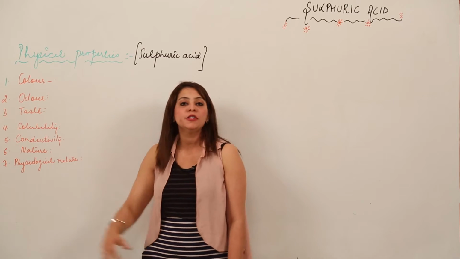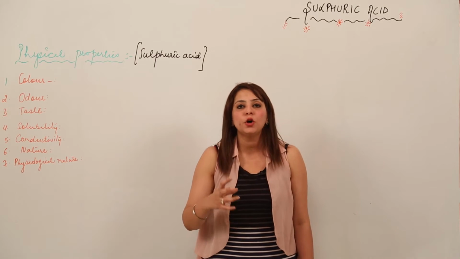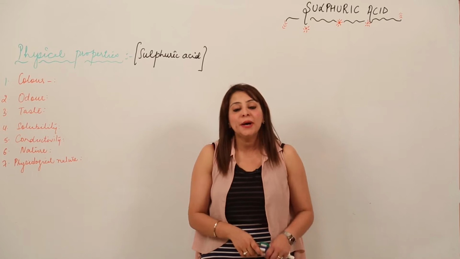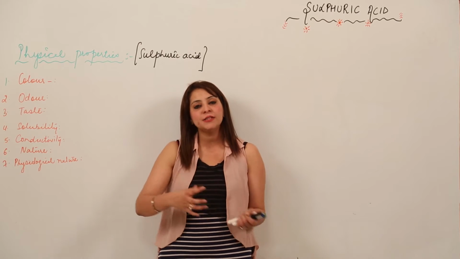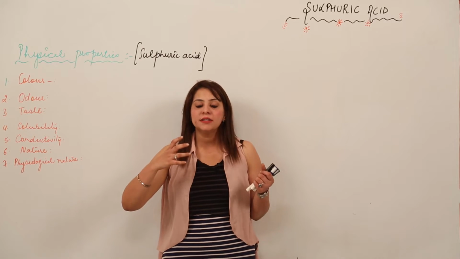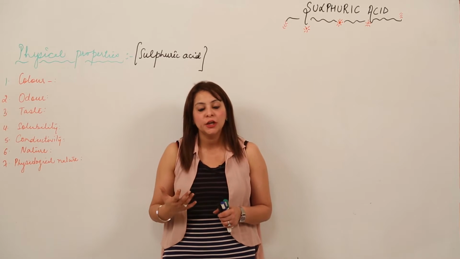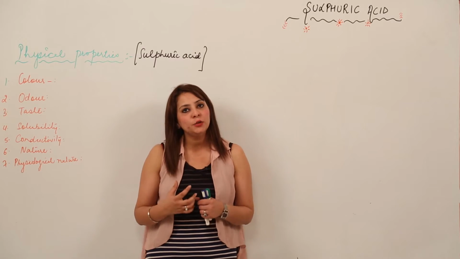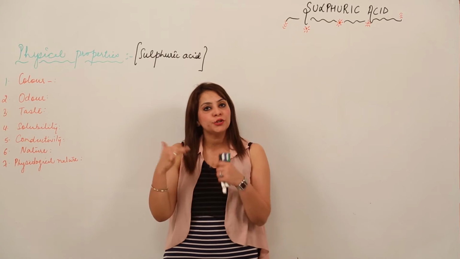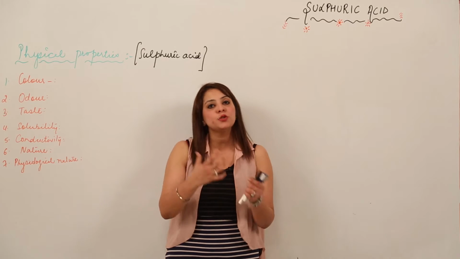And when we talk about solubility, sulfuric acid is soluble in water in almost all proportions, right? But you know that when we add acid to water, as we know, sulfuric acid is a strong acid, the reaction between sulfuric acid and water is exothermic. So if we wish to dilute it, we do not add water to an acid, but instead we add acid to water.